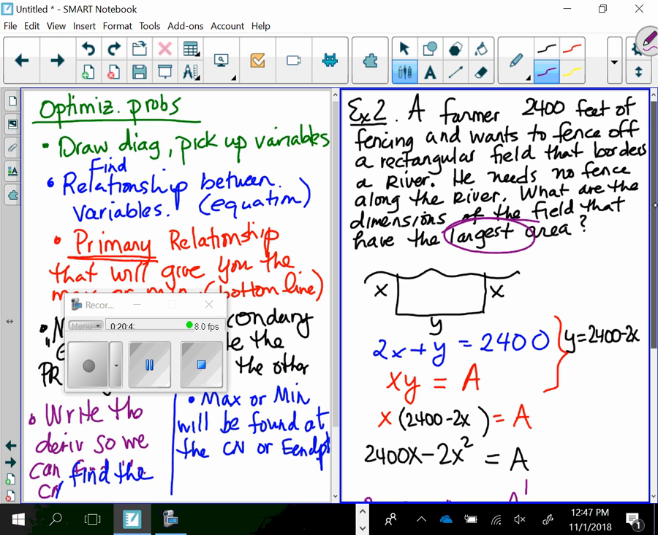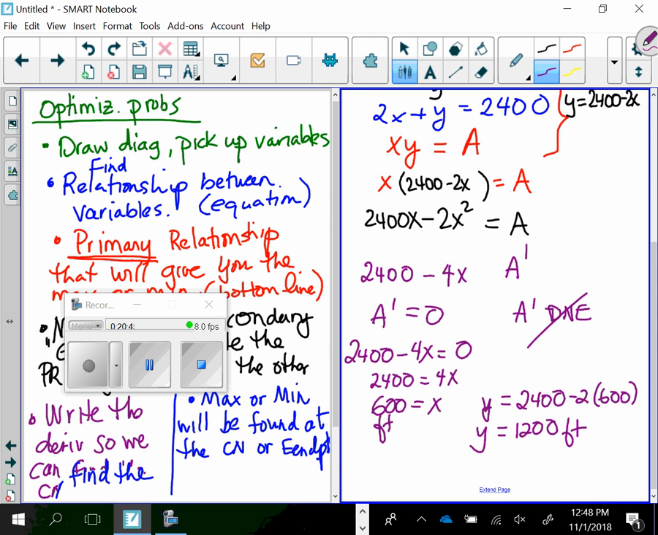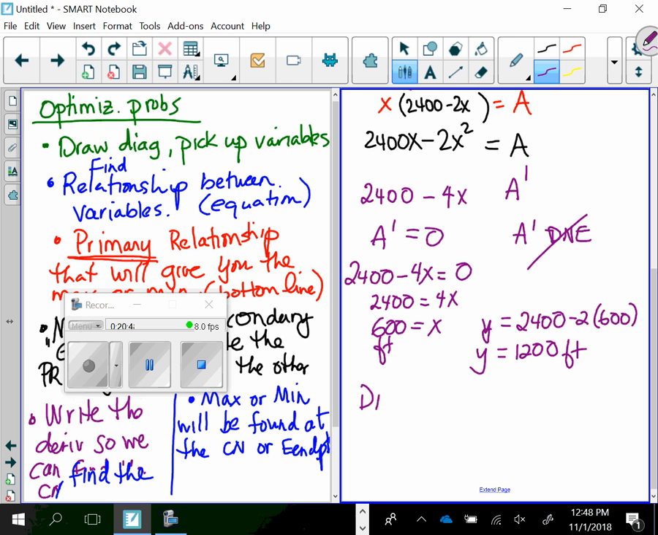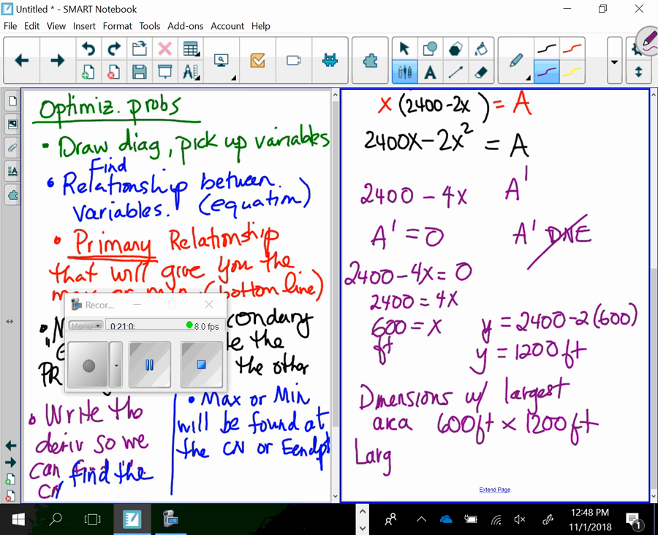What are the dimensions of the field that has the largest area? The dimensions have to be 600 by 1,200. If they ask you for the largest area, it didn't here, but bonus: what is the largest area? 720,000, is that what you said? Square feet. Good job.